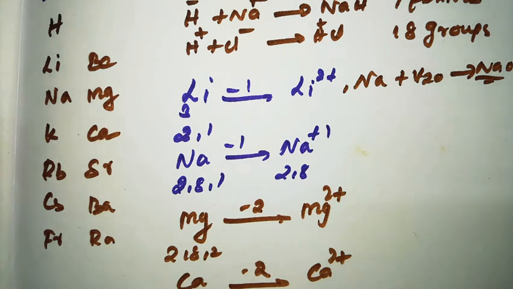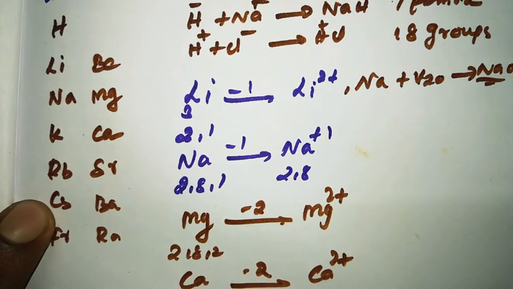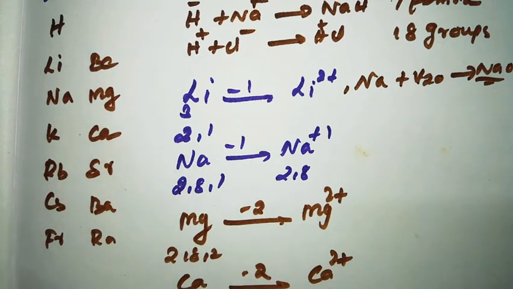So these elements are called divalent, and the second group is also electropositive in nature, a positive character. Only 1 electron is lost in the alkali metals, while in the alkaline earth metals, 2 electrons are lost.